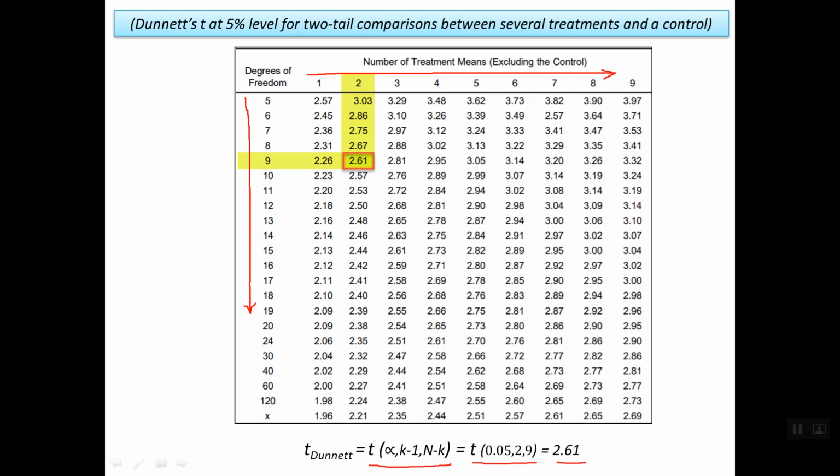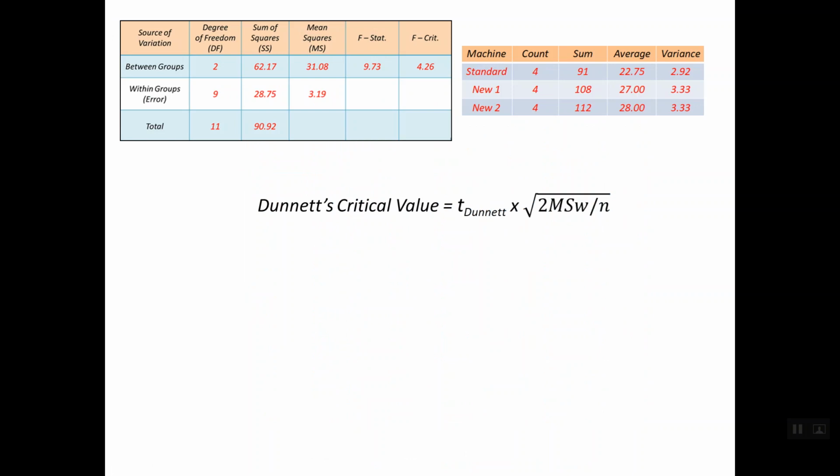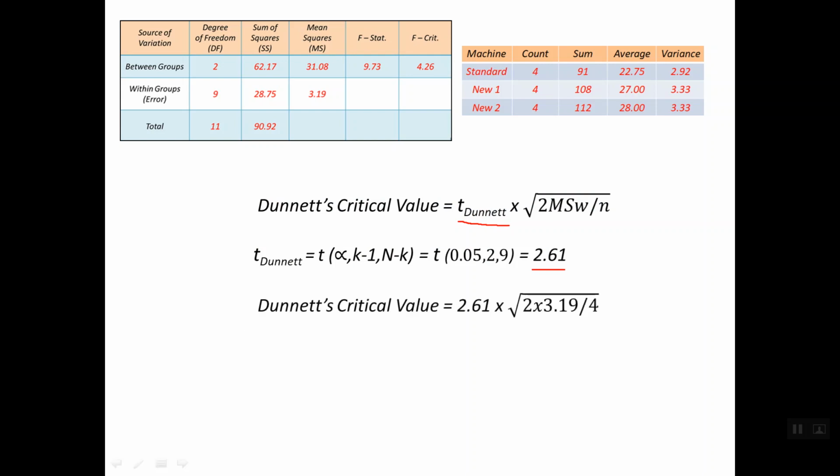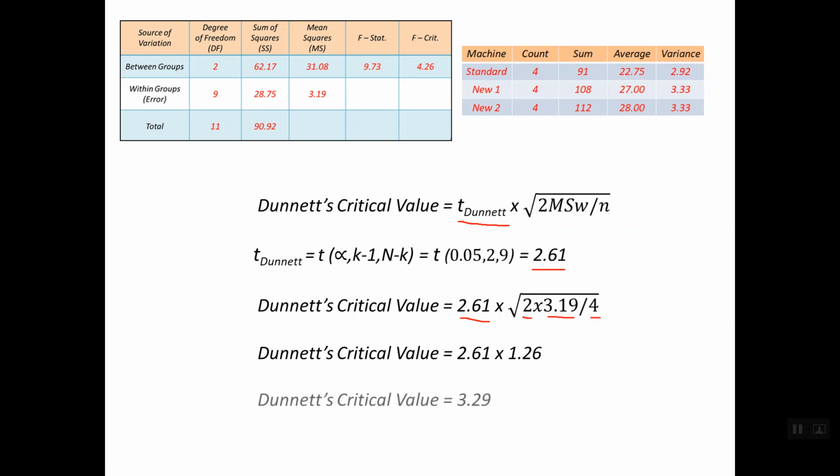So now we can simply substitute all these values in the Dunnett formula. This is the Dunnett formula. T Dunnett is already calculated, so the value of T for the Dunnett test is 2.61. We substitute it here. This 2 is a constant. This is the mean square within, which is inside the one-way ANOVA table above. And this is small n, which is 4. We proceed, and we see that the Dunnett critical value, or the calculated value for the Dunnett test, is 3.29.